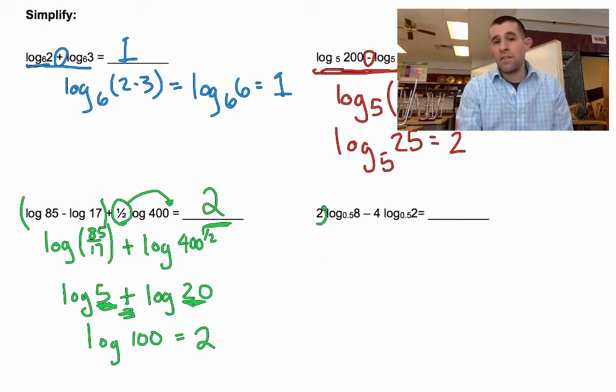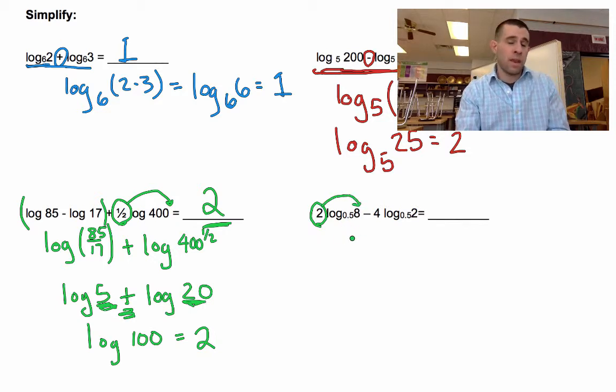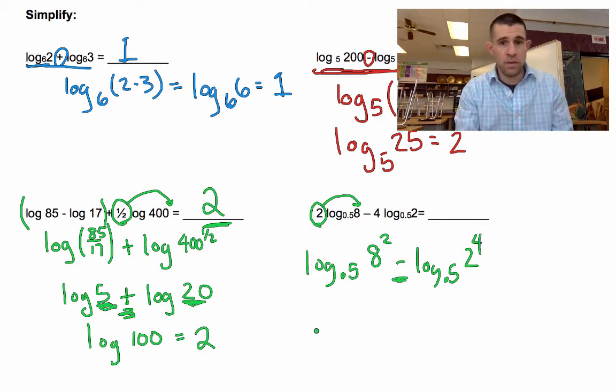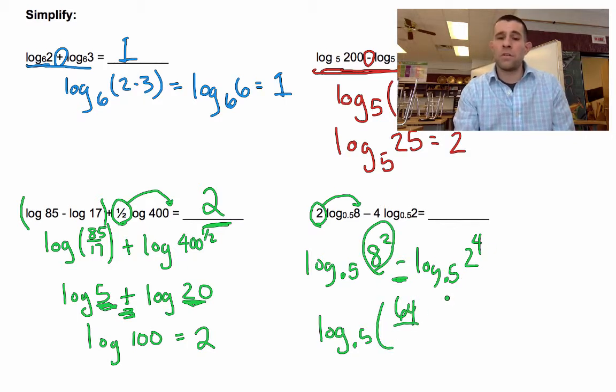All right, our final example here. And again, we got a lot of things going on. This 2 out in front of the log really came from that power, that exponent on 8. So this is log base 0.5, or 1/2, of 8 squared, minus log base 0.5 of 2 to the 4th. And since we have a minus sign, this really meant that this was a quotient property. So let's rewrite this as 1 log. So this is log base 0.5 of 8 squared, which is 64, over 2 to the 4th, which is 32.